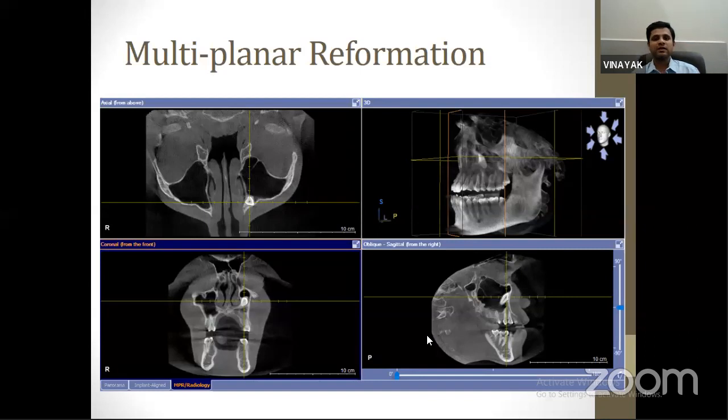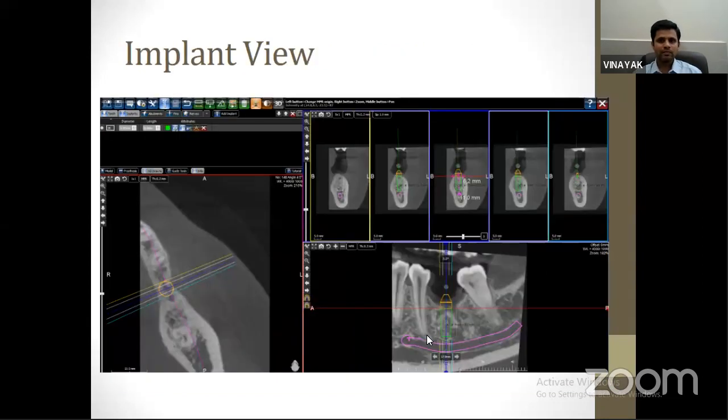Why is it called multiplanar reformation? Because here you can see all the three planes, axial, sagittal and coronal, as well as a 3D view. So this is the multiplanar reformation view, which is useful if you want to locate an impacted object or locate any object. Next comes the implant view.